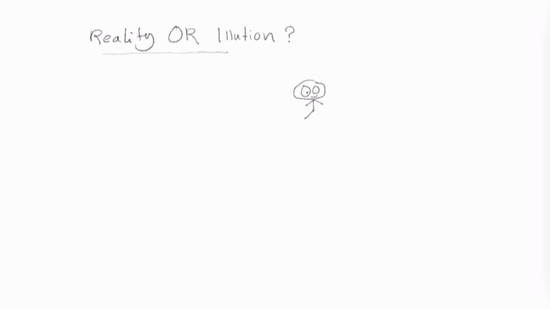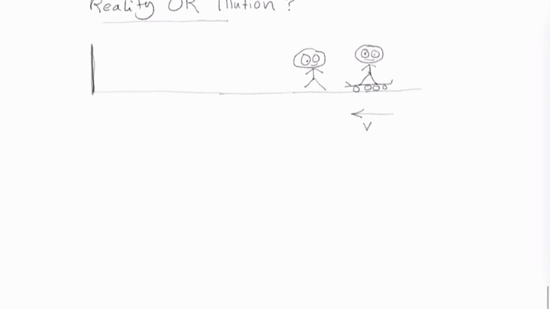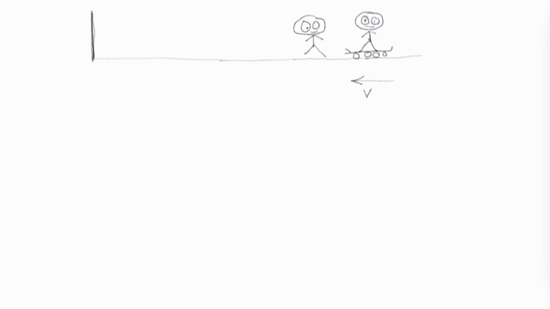Let's think you and I are twin brothers. This is you and this is me. I am moving, passing you at a velocity v. And this is a wall. Let's draw a space-time diagram for this.